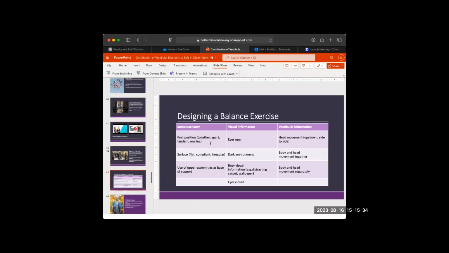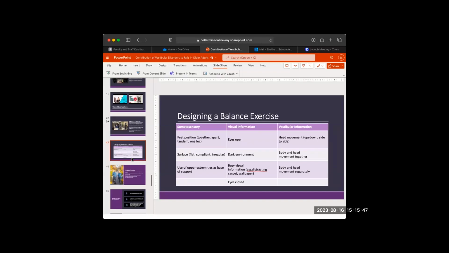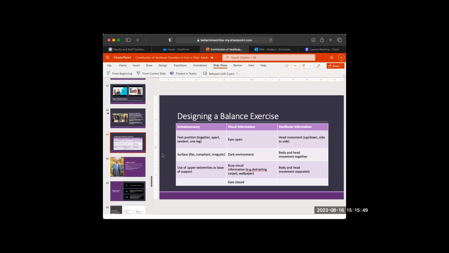So when we're designing a balance exercise, I should have asked, is it still a white screen, or can you see the slides again? I can see the screen. Thank you.